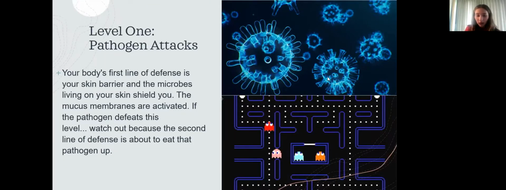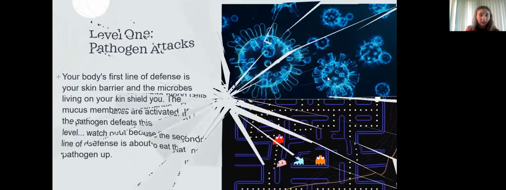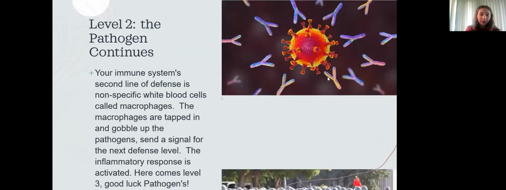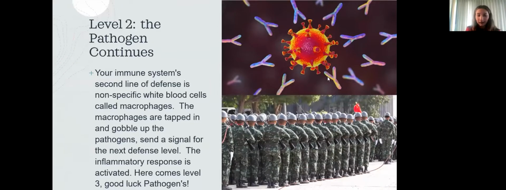So level 2, the pathogen continues. Your immune system's second line of defense is the nonspecific white blood cells called macrophages. The macrophages are tapped in and gobble up the pathogens, sending a signal to the next line of defense. The inflammatory response is activated. Here comes level 3, good luck pathogens. So your inflammatory response is when you get a paper cut or something and it turns red or inflames, or when any injury inflames.